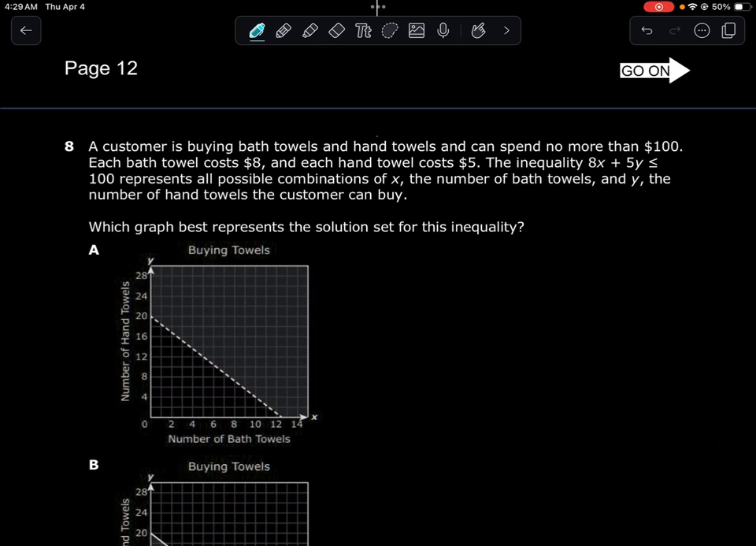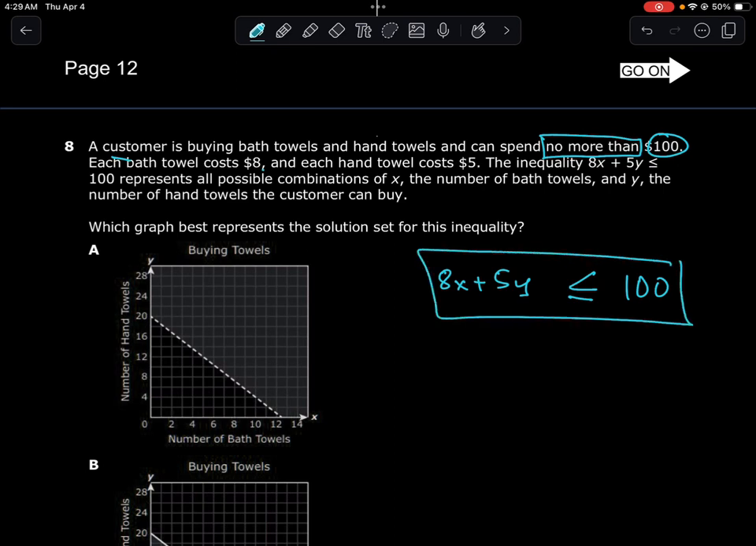A customer is buying bath towels and hand towels and can spend no more than, that's a key word, no more than $100. No more means either less than or equal to 100. Each bath towel costs 8 and each hand towel costs 5. So here I would have 8, which came first, with the x, plus 5 with the y, less than or equal to 100. That would be the equation.